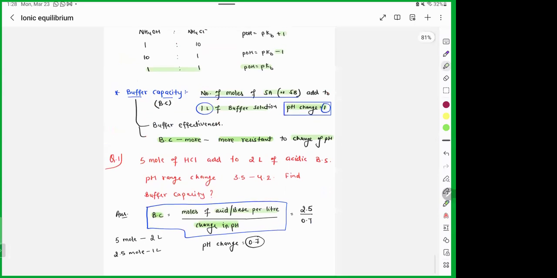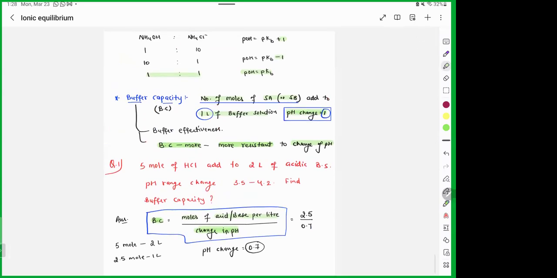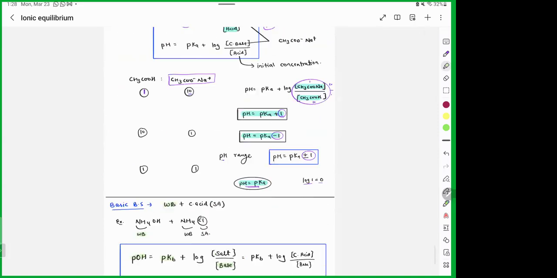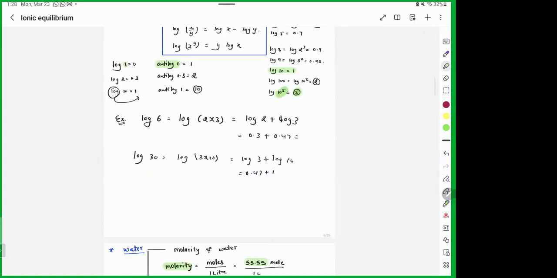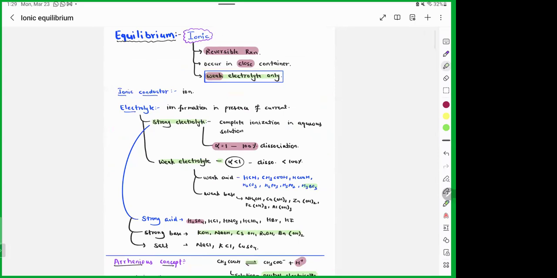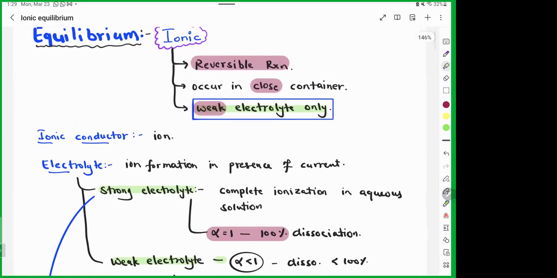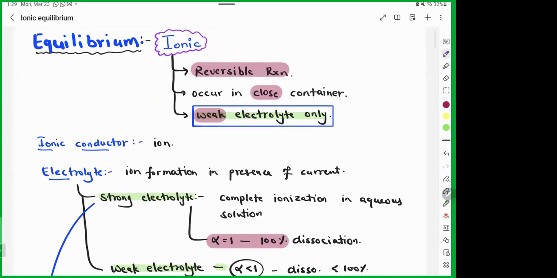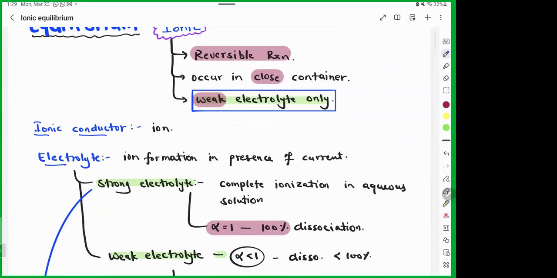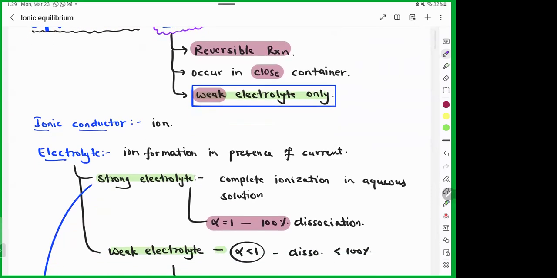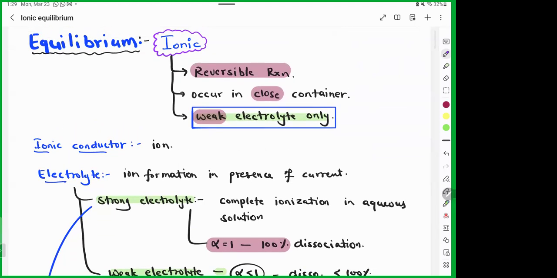Anybody have doubt? Mridul, no, sir. Chandana, no, sir. Anvita, yes sir, no. And Varinder, no, sir. Prachi, no doubt, sir. Now we are revising from the start. Equilibrium, do we not need to write this?